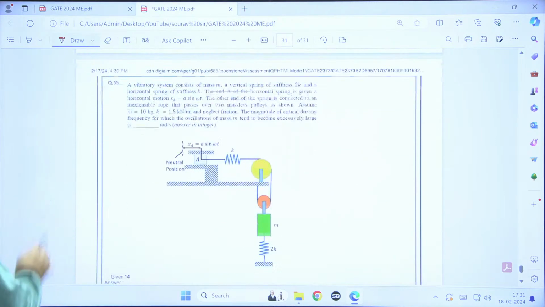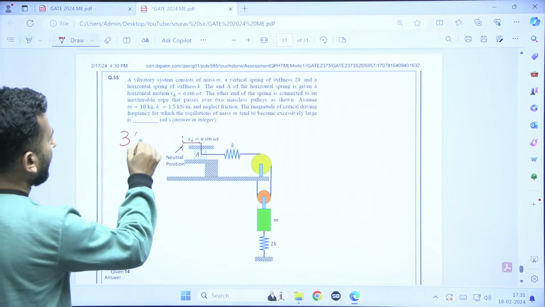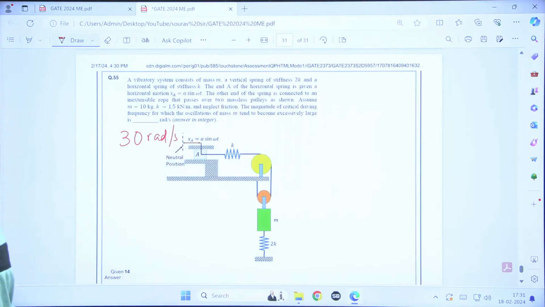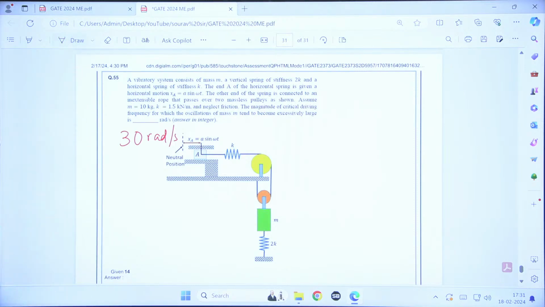And the last question, that is the 55th question, the answer for this will be 30 radian per second.